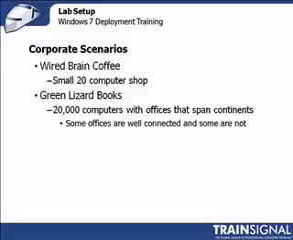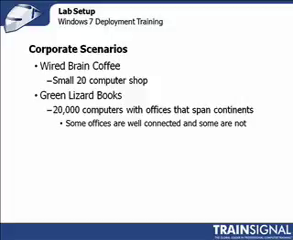The corporate scenarios, I've chosen to use a couple of different corporate scenarios. The first is Wired Brain Coffee, just a small 20-computer shop, not a lot going on there. They're not an SA or a software assurance client. They're definitely not an enterprise client, so they wouldn't have software like Configuration Manager or System Center Configuration Manager. We'll start with Wired Brain Coffee and show you how to set it up in a smaller environment using the manual tools, all command line driven from the Windows Automated Installation Kit.